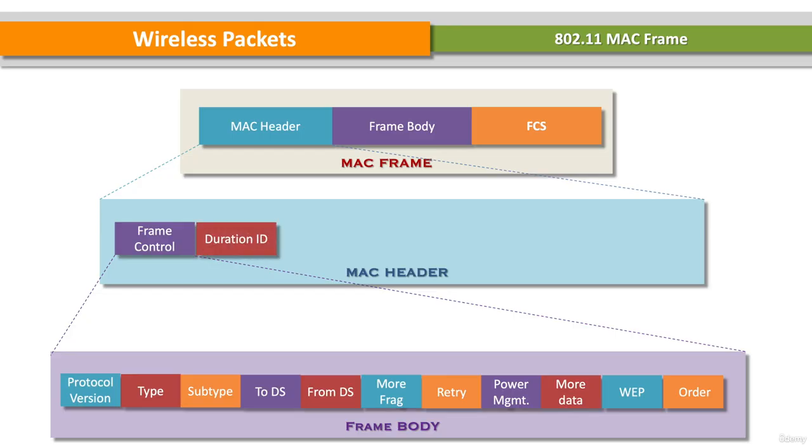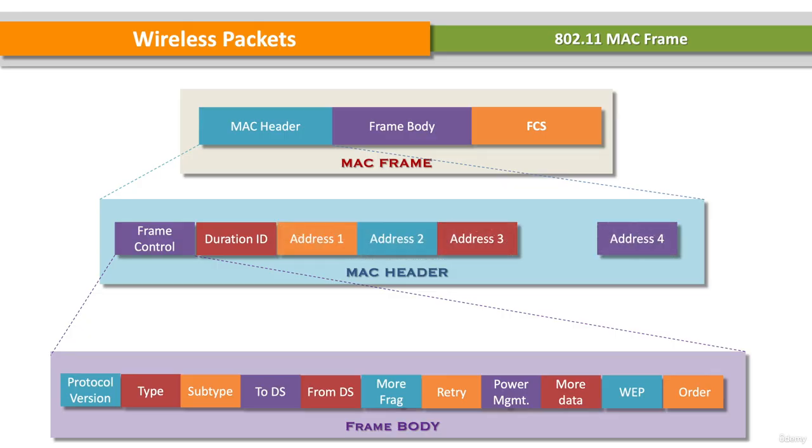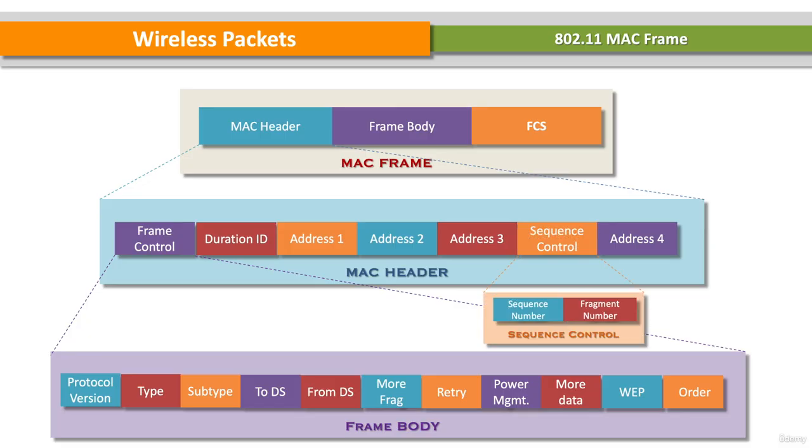Duration ID indicates the time on the channel that the sender is assuming to be occupied from the end of the current frame. Now, here are some different cases of the fields of addresses depending on the communication between the station and the access point. Sequence control is used to recognize frame duplication by setting the sequence number of each frame.